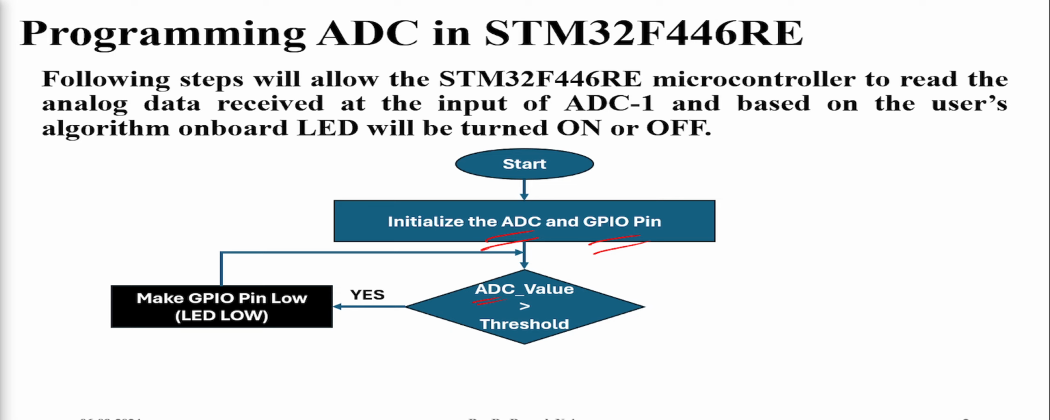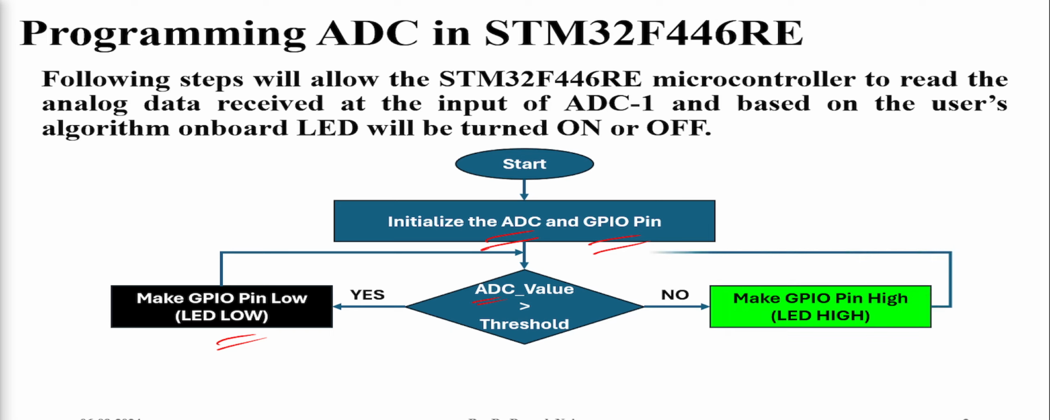LED off. This represents that we have enough light in the environment, and therefore we don't need the onboard LED to be on. Then if the ADC value is less than the threshold, then we will make the LED high. This will represent that in the environment we don't have sufficient light, therefore we will turn on the onboard LED.